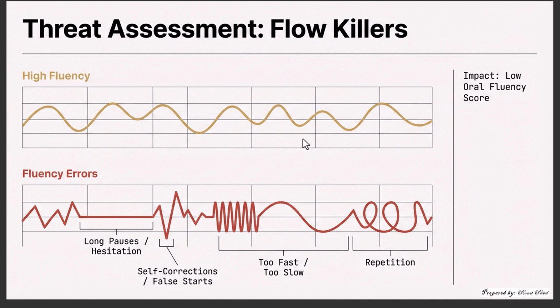Now let's talk about the second big score killer, fluency problems. Fluency is not about speaking fast, and fluency is not about sounding impressive. Fluency is simply this: smooth, continuous, and confident flow of speech. But the slide shows several behaviors that break this flow. Long pauses, hesitations, self-corrections, false starts, speaking too fast, speaking too slow, and repeating words again and again. All of these create what I call broken rhythm speech.